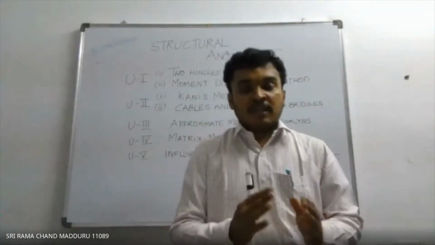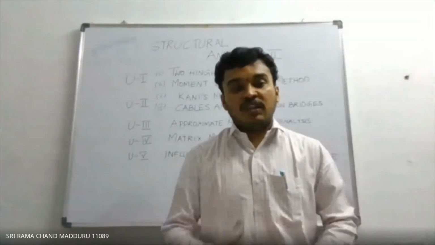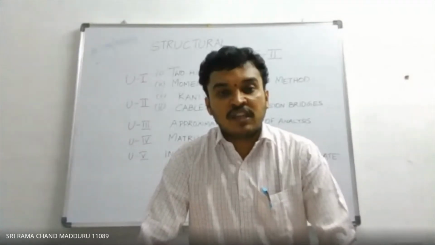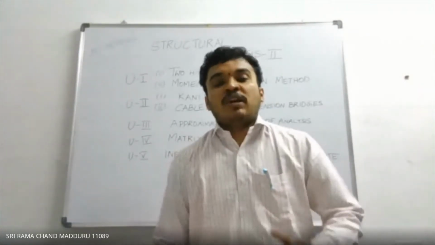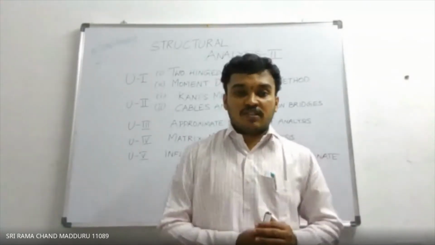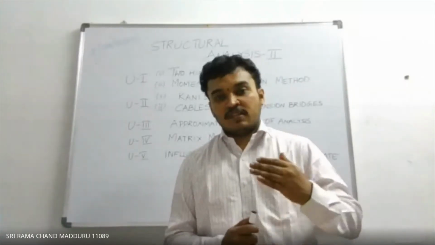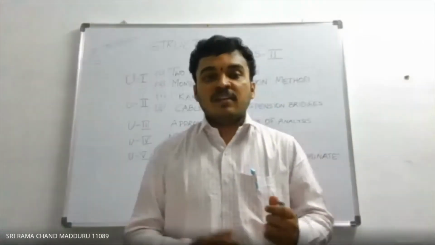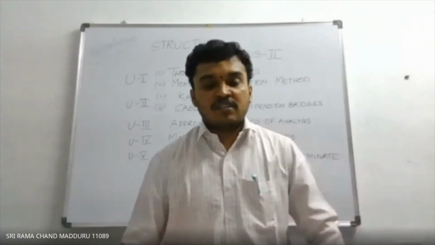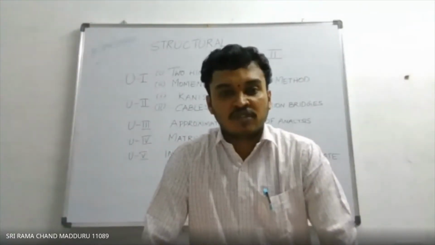of equilibrium. That means the number of unknown reactions is greater than or equal to the number of equations of equilibrium. These equations of equilibrium we have seen for planar structures, that means two-dimensional structures, as well as three-dimensional structures. That is, plane structures as well as space structures or space elements. In the plane structures, the equations of equilibrium are sigma Fx is equal to 0, sigma Fy is equal to 0, sigma M about any point is equal to 0.